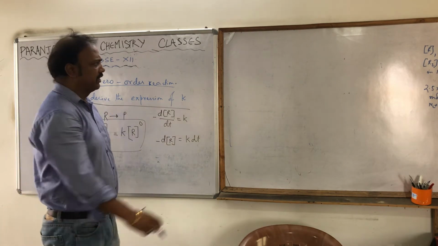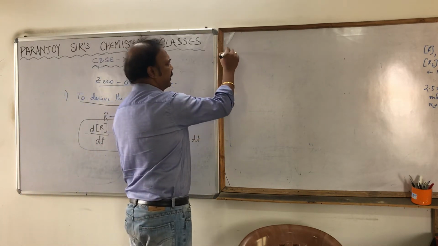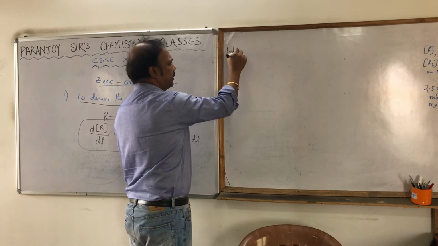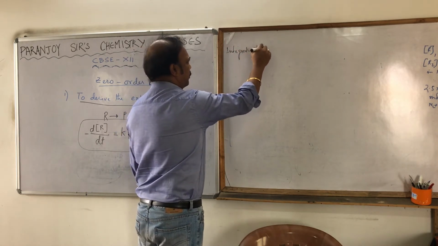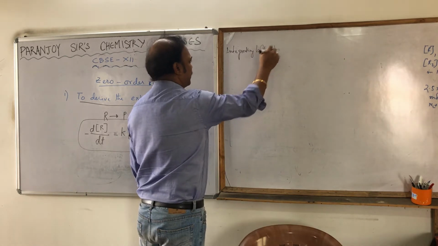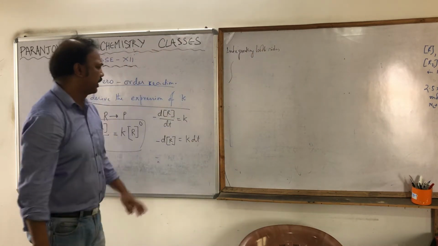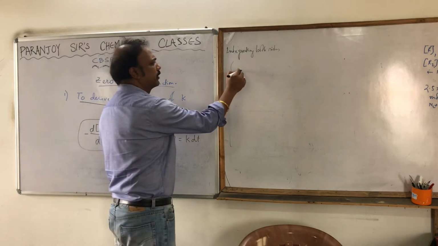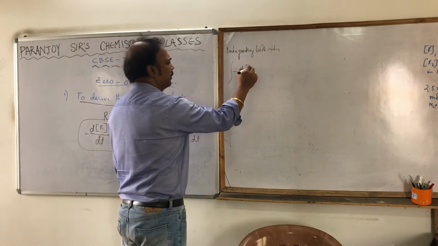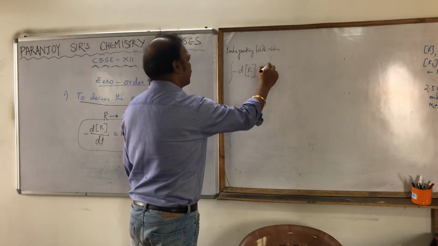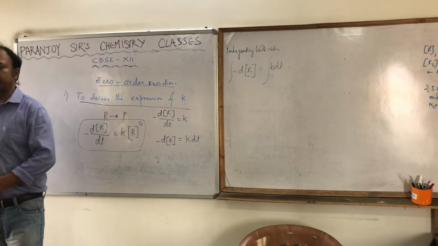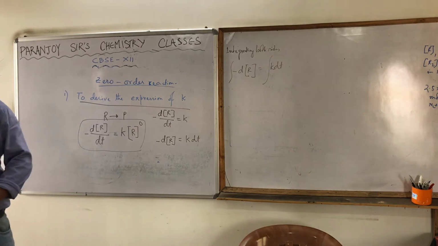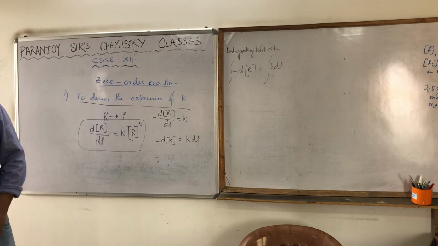Now write: integrating both sides. If we integrate both sides, we are going to get integration of minus d[R] equal to integration of K dt. How are you going to get this? Integration of minus d[R] equal to integration of K dt.